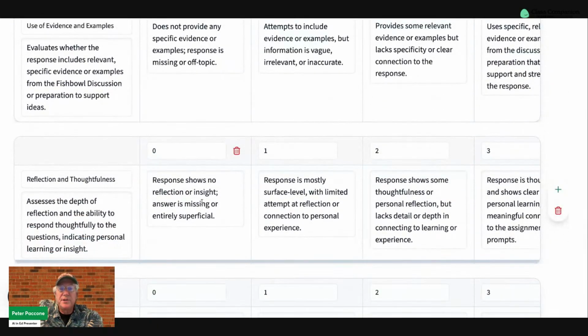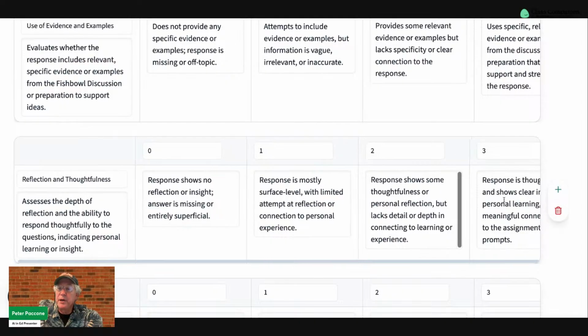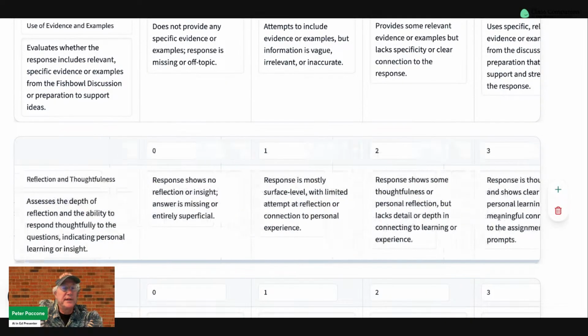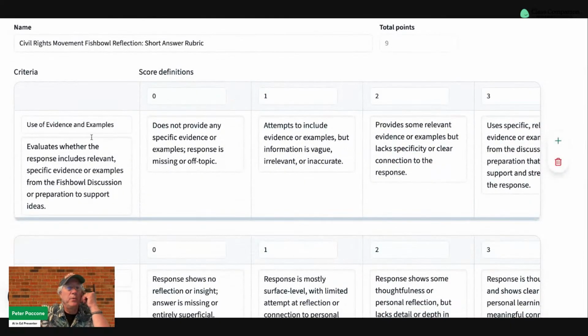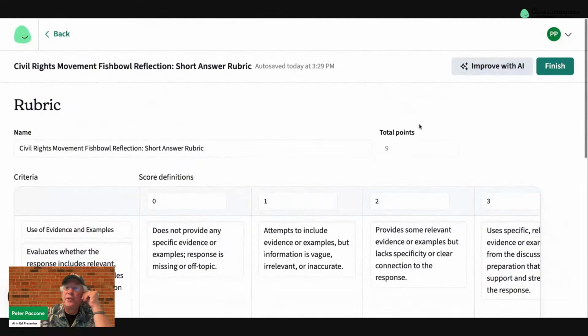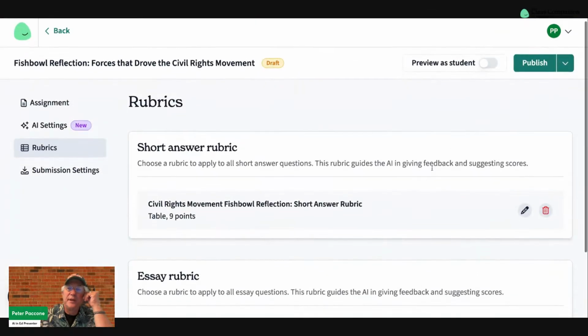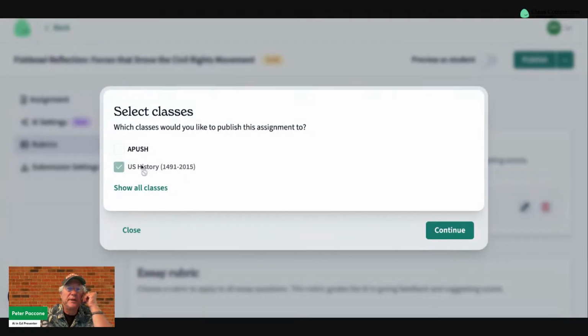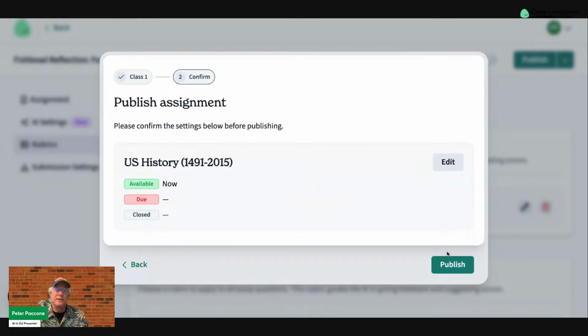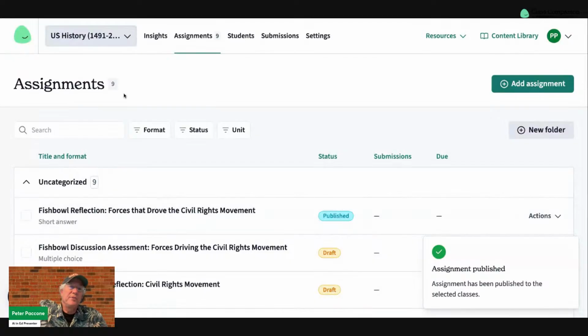And then let's see, zero, one, not bad. The response is thorough, thoughtful, shows clear insight. Okay, I really like that one. And then, do I want this use of evidence and examples? Sure, why not? And so now I have a rubric. If I want, I can click here and improve it with AI a little bit more, or I just finish it. And now I can publish it to my history class if I want, and just press continue, and then assign it whenever I want, send it off to the kids. They take it and they get instant feedback on the SAQ and on the MCQs.